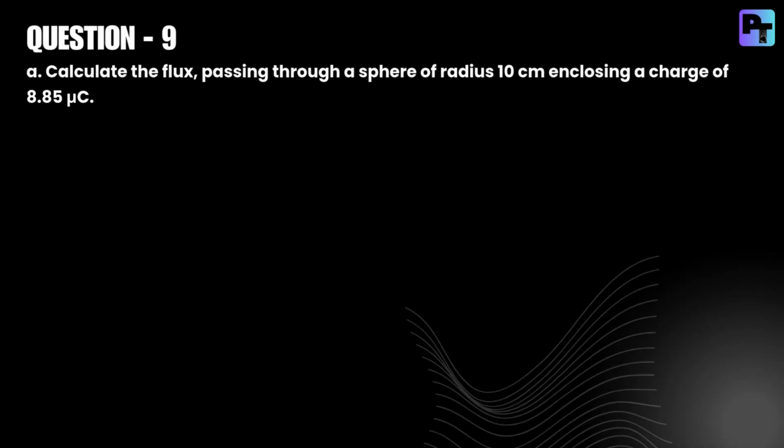Question 9 has 2 parts. A. Calculate the flux passing through a sphere of radius 10 cm enclosing a charge of 8.85 microcoulomb. B. What is the flux if radius is increased to 20 cm?